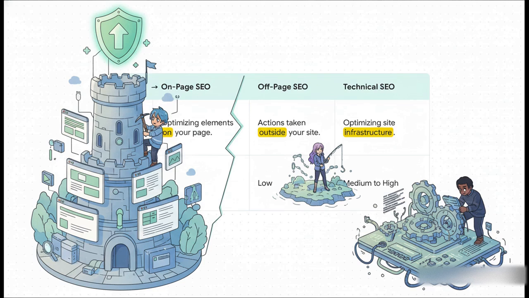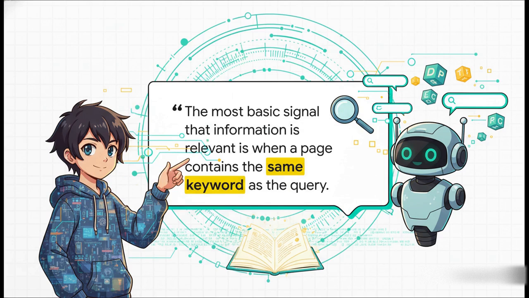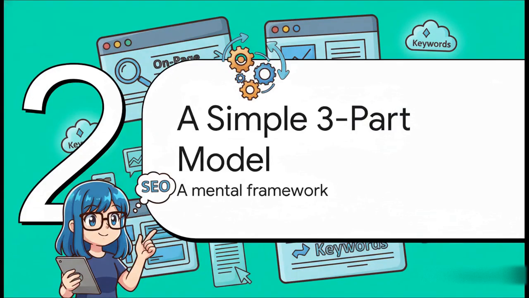Right here with on-page. And hey, don't think for a second that this is some old-school advice. This is straight from Google. Even with all the fancy AI they've got going on, they're telling us that the most fundamental signal of relevance is still the words you use on your page. It all starts there.